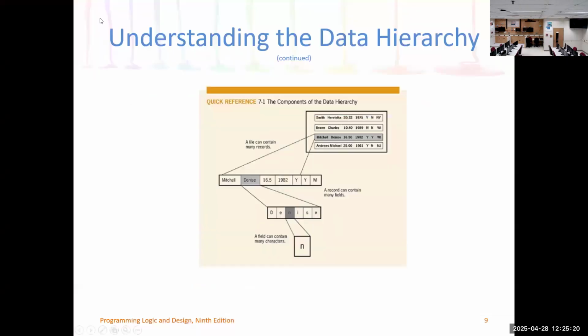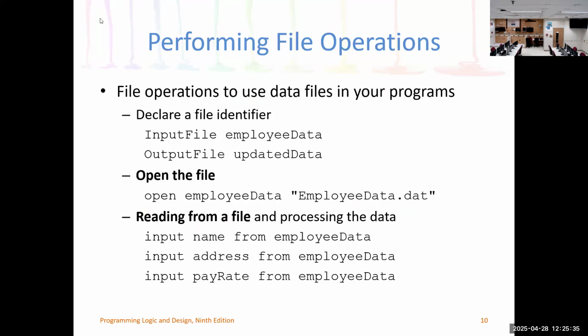Yeah, you can look on this one here, right? And each of them, they are records here. A file may contain many records, right? Many records, and each record may contain many fields, such as first name, last name, pay rate, date of birth, and so on. Right, so it's a file operation: using a data file in the program.